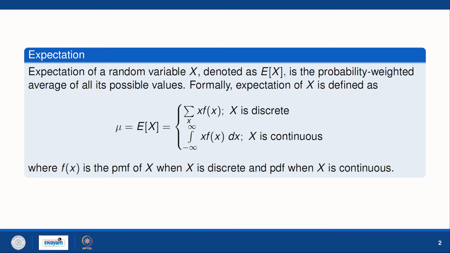Formally, expectation of x, which we also denote by mu, is defined for the discrete case as simply the summation of x f x, where f x is the PMF of x. If x is continuous, then it is the integral from minus infinity to plus infinity of x f x, where f in this case is simply the PDF, the probability density function.